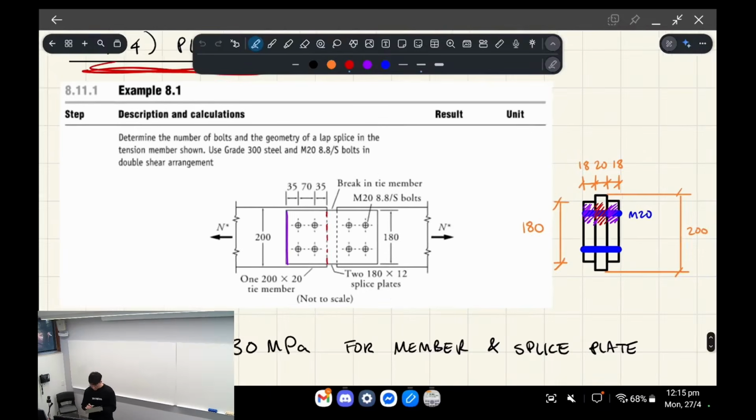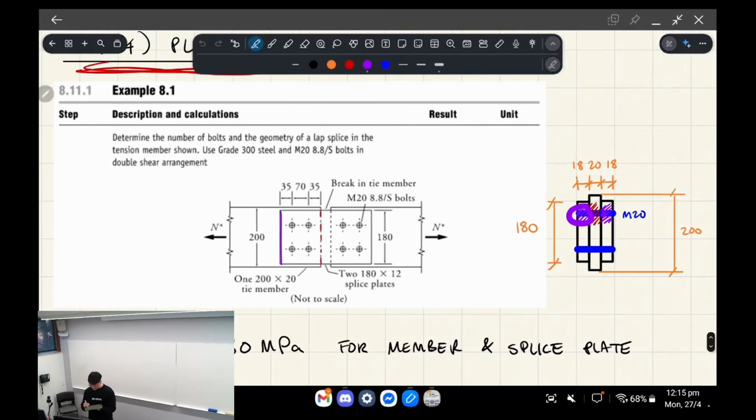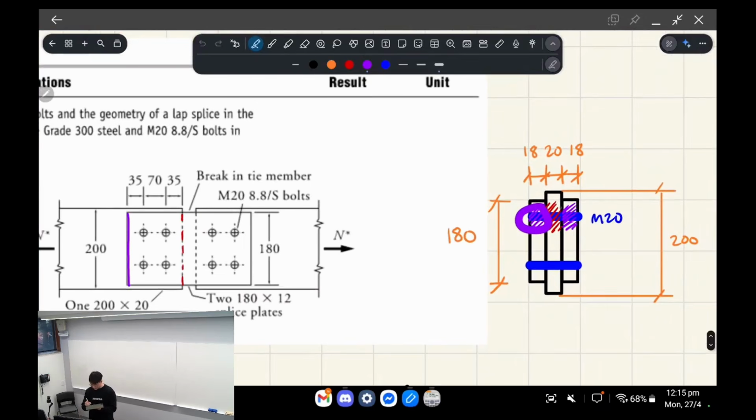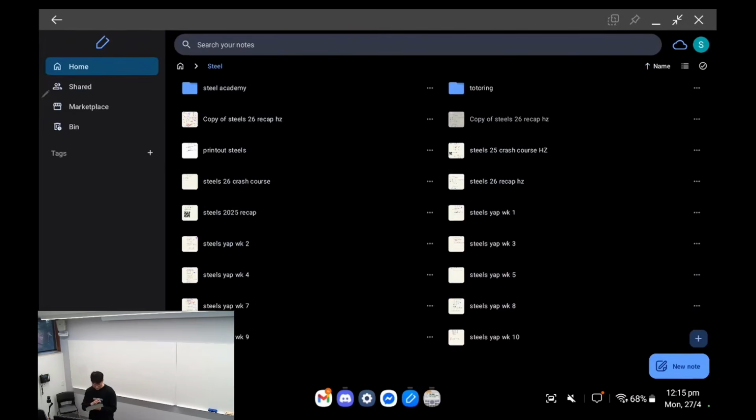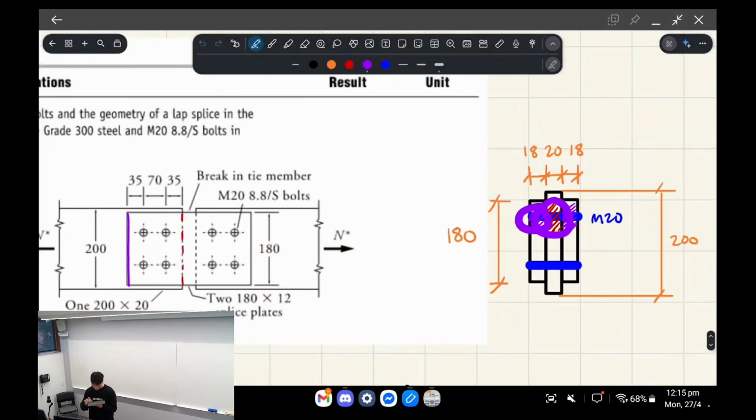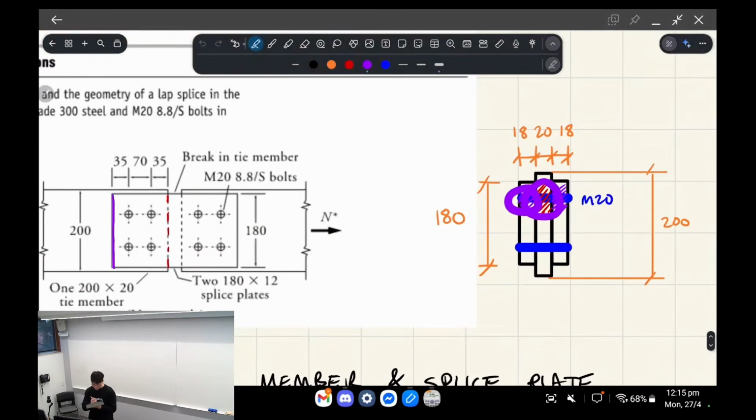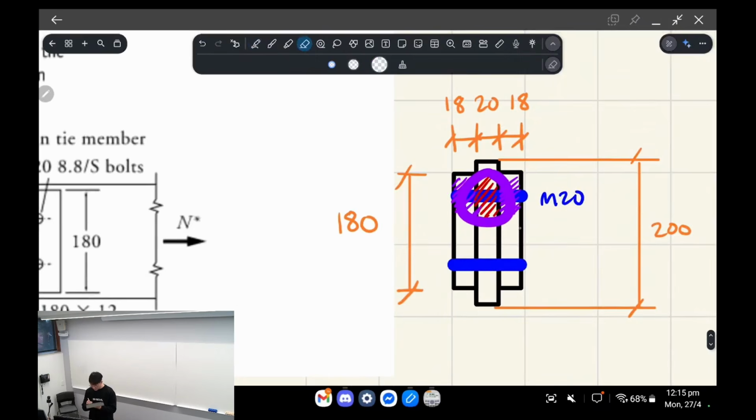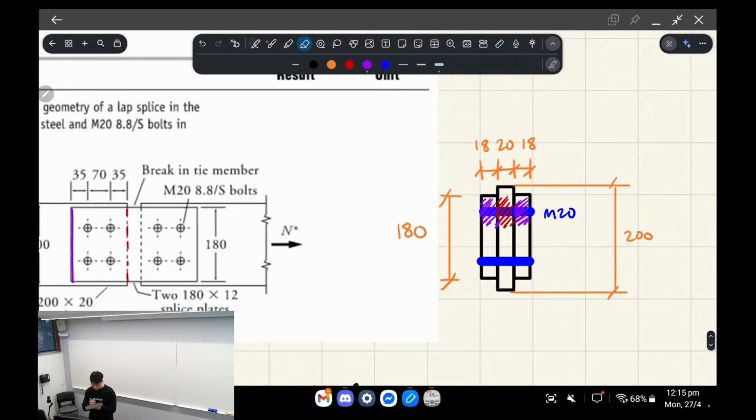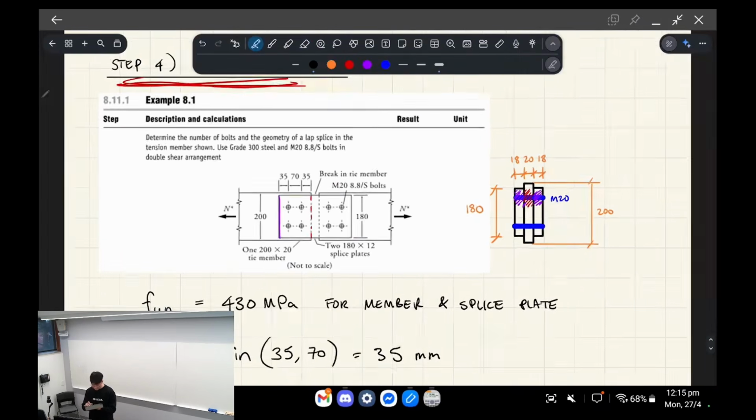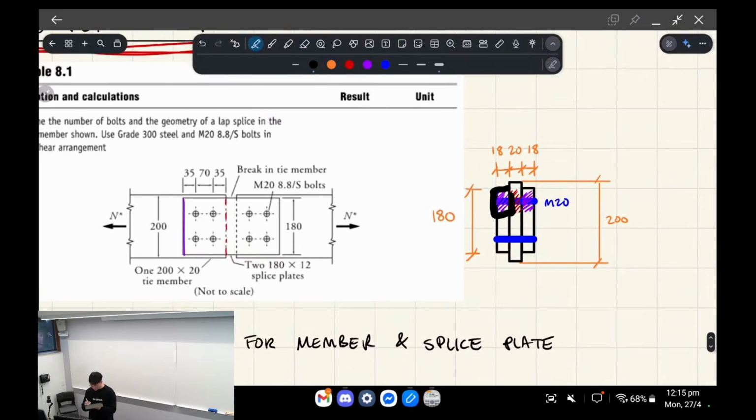So with that said, you have to account for the splice as well as the member itself, okay? And for the splice, all the calculations will be taking 2 layers into account, right?